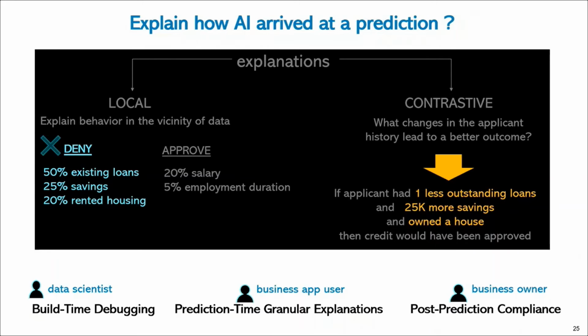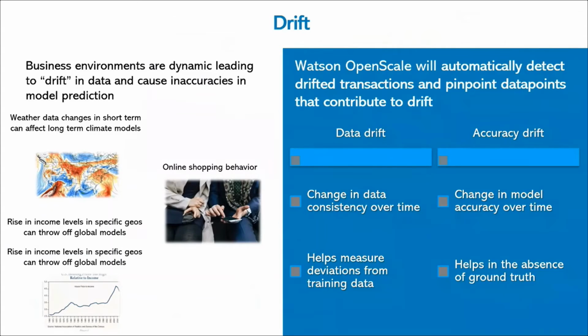Let us now move to drift. Now, we spend a lot of time training the model for days and weeks and making sure that the model behaves accurately in production. However, the model that is working well today may not do so in future.